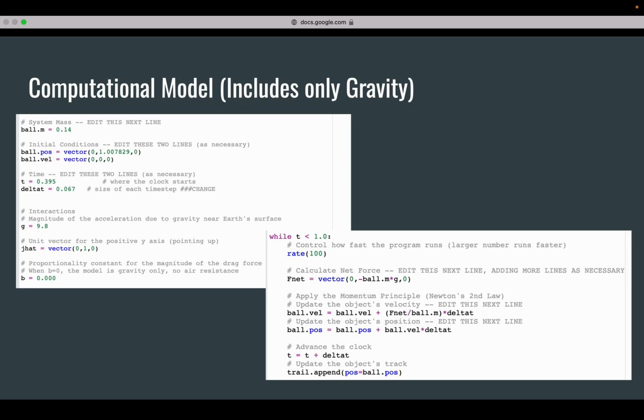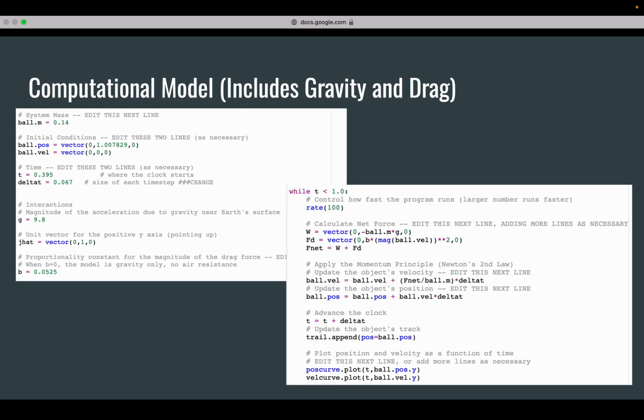As seen in my code, the box's initial position is at 1 meter, and I inputted the mass of the lacrosse ball I was using, 0.14 kilograms. Initially, the ball is at rest, therefore the velocity is the vector 0, 0, 0. I started tracking at 0.395 seconds and inputted delta t as the timestamp of 0.067 seconds, as used in my video. Last, b is equal to 0 because the drag force is not being applied here. Next, in the other side of this code, we set the net force as the force due to gravity, which is the mass of the ball times g.